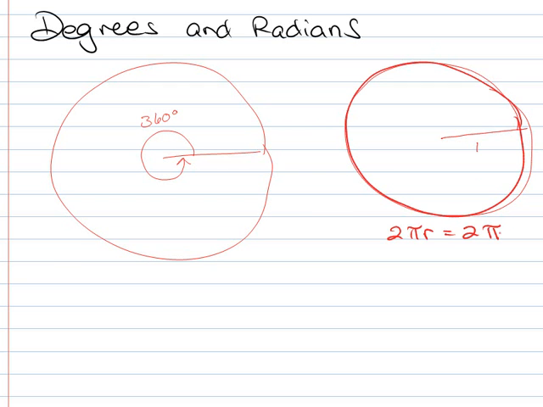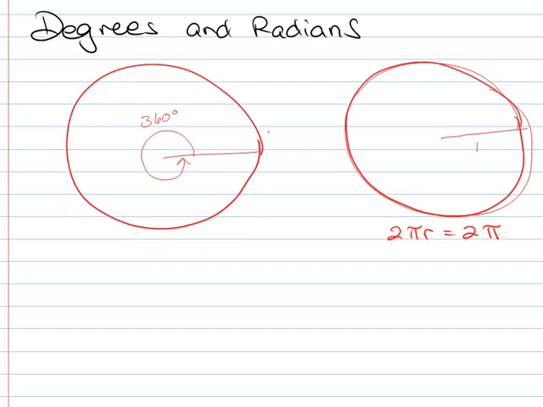Okay? And so at some point, they decided, let's quit measuring our circles in degrees, and let's start measuring it in something that's actually legitimate. So they created a new measurement system called radians. So instead of saying that the circle has 360 degrees, we say that it has 2 pi radians.